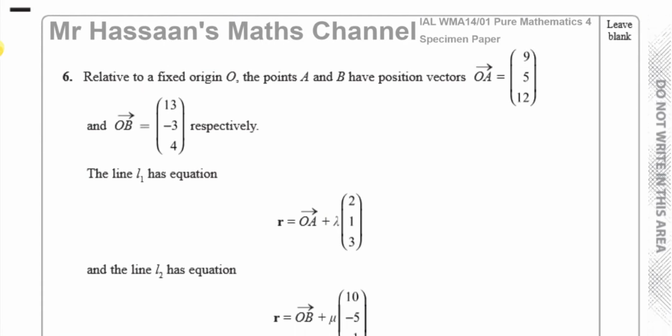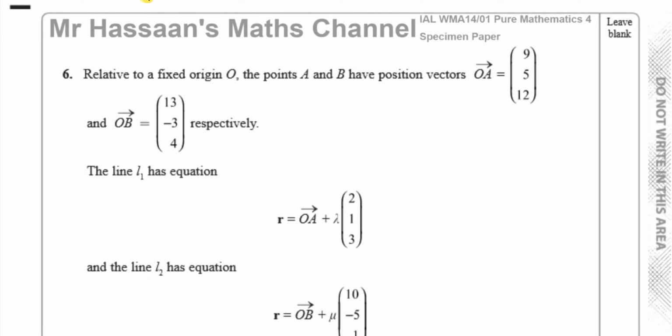Hassan's Maths channel, and I'm now going to go through question number 6 from the P4 International A-Level Edexcel Specimen paper. And this question here is about vectors. Relative to a fixed origin O, the points A and B have position vectors (9, 5, 12) and (13, -3, 4).